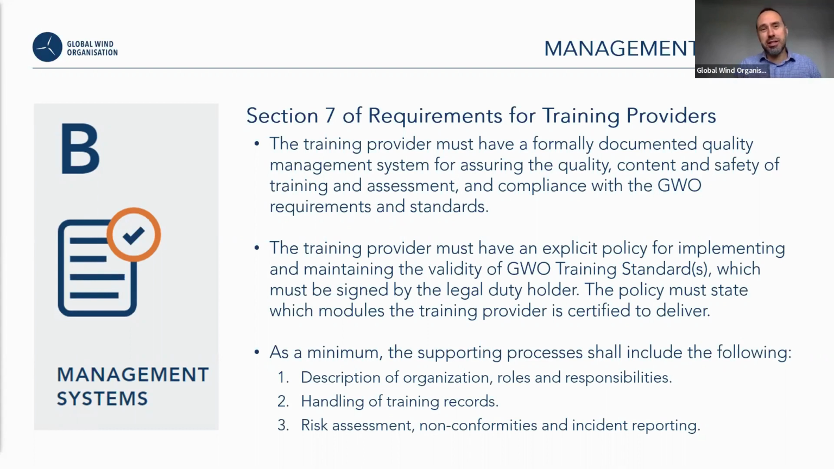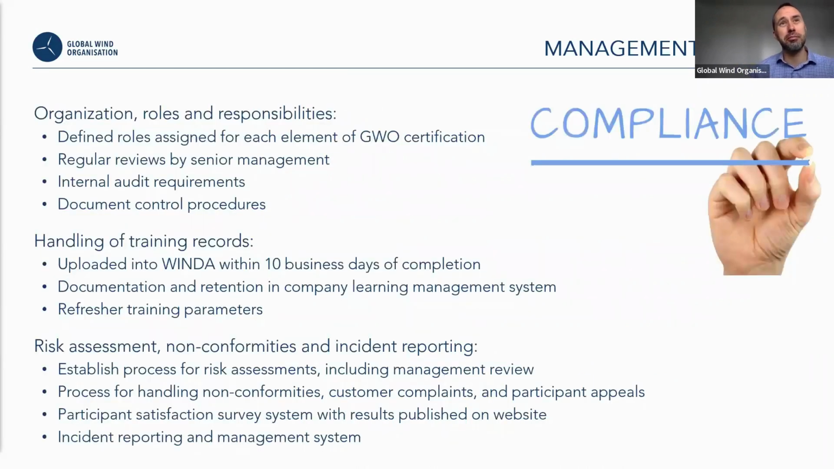If your organization has gone through an ISO certification, they spend a lot of time looking at your management systems, so it's very similar to that process. But as a minimum, your supporting processes have to include descriptions of your organization with roles and responsibilities, how you handle your training records, and processes for risk assessments, nonconformities, and incident reporting. And we'll look at each one of those.